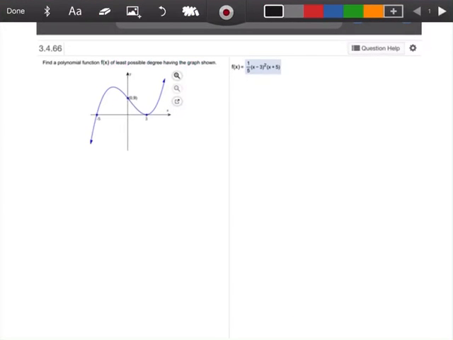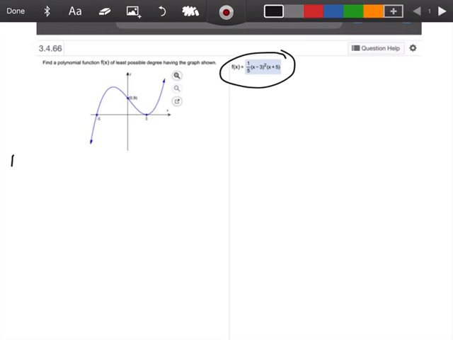All right, this is a problem here out of 3.4, and it says find the polynomial function f of x of least possible degree having the graph shown. So when I uploaded the picture, it already had the answer here. So I don't want you to worry about the answer right now. We're going to worry about how do we find that answer, okay? Because that's actually the more important part.